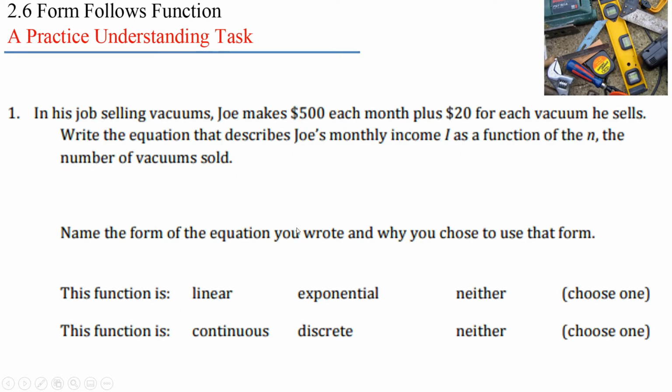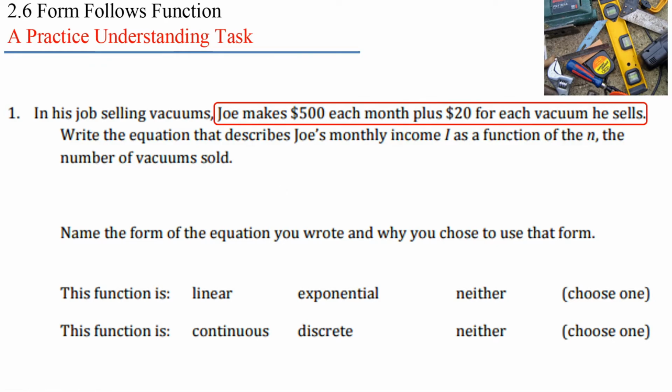Okay, let's start applying our tools and see how well we can use all of our fancy tools of algebra here. So, number 1, in his job selling vacuums, Joe makes $500 each month plus $20 for each vacuum he sells. Okay, that's pretty important information, so I'm going to highlight that. Write the equation that describes Joe's monthly income I as a function of n, the number of vacuums sold.